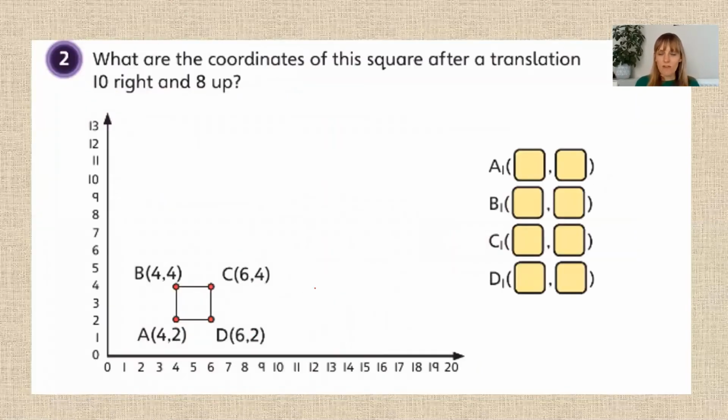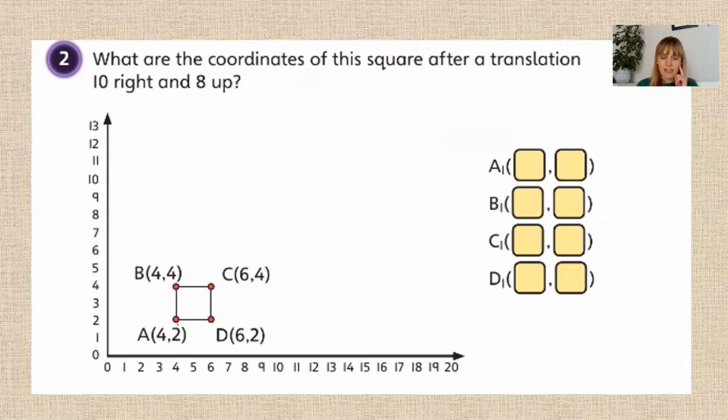And in fact, look, I wonder if we could use the same for this one. So for A, it says at the top, what are the coordinates of this square after a translation of 10 right? So that means if it's going right, they're getting larger. So we're going to be adding 10 and 8 up. Now this time we're going up. So again, I wonder if we're going to take away or add. Let's have a look. So let's first of all, should we start with A? I've lost my cursor now, which is not very helpful. So A at the moment is at 4, 2. Now it's saying it wants to go 10 right.